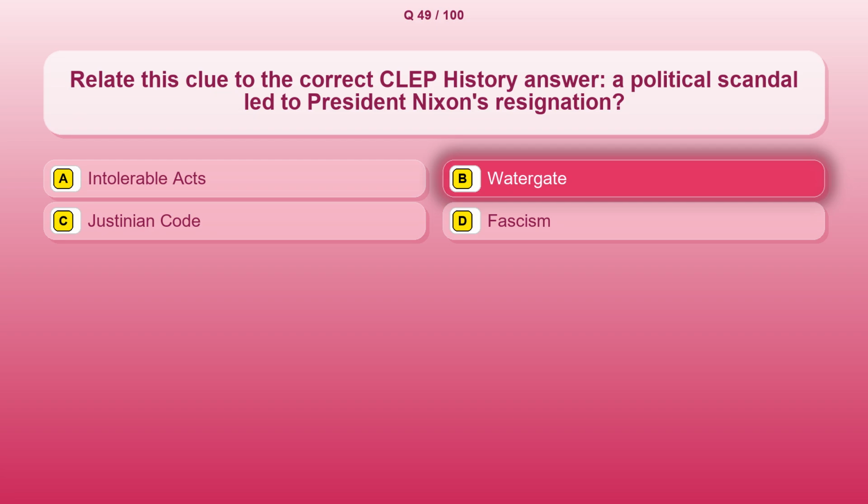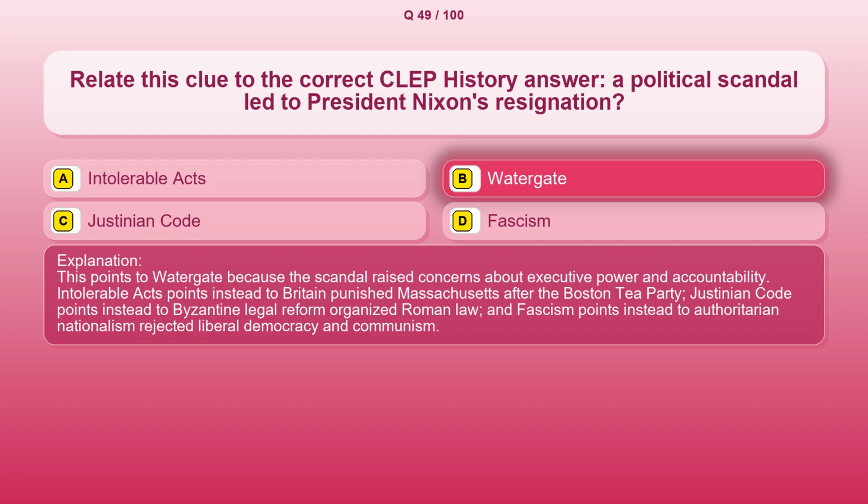The correct answer is option B, Watergate. This points to Watergate because the scandal raised concerns about executive power and accountability. Intolerable Acts points instead to Britain punished Massachusetts after the Boston Tea Party. Justinian Code points instead to Byzantine legal reform organized Roman law, and Fascism points instead to authoritarian nationalism rejected liberal democracy and communism.